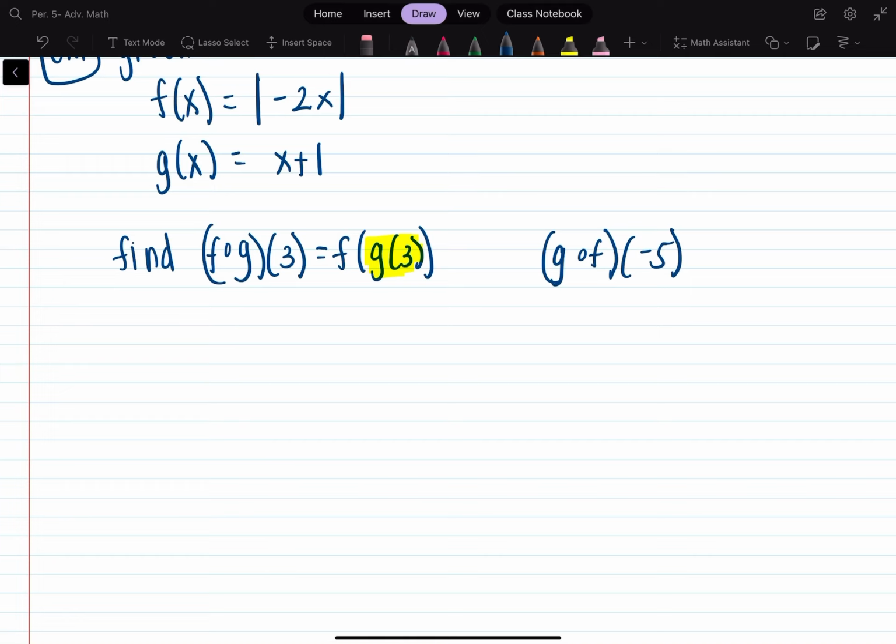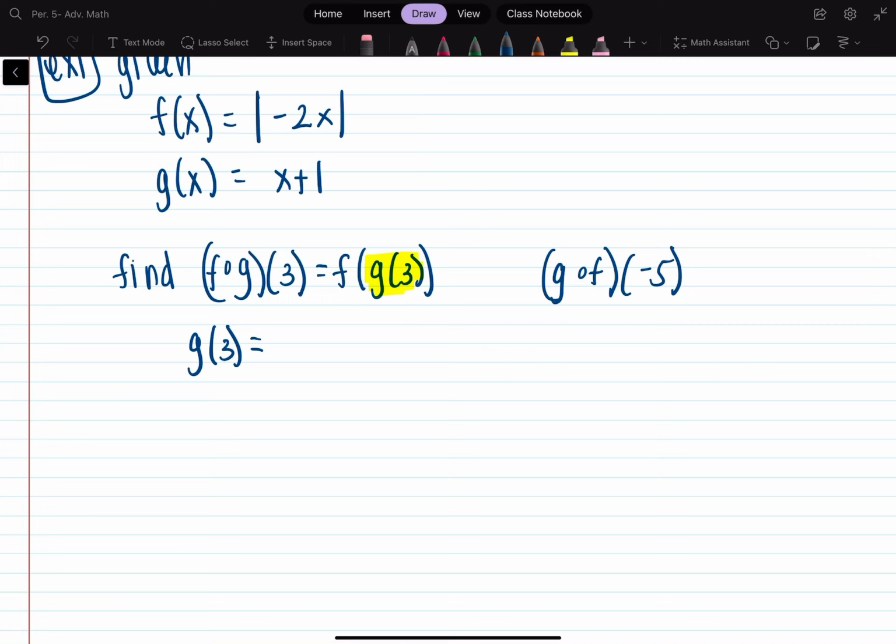So let's first find what g of 3 is. Now, what's g of 3? Well, we know that g of x is x plus 1. So rather than writing x, I'm going to substitute in a 3. So that would just be 3 plus 1. So what is g of 3 equal to? When you have an input of 3, what is your output in the function g? Well, it's 4. So now, rather than writing g of 3, we know that it's equivalent to 4. I am going to substitute in 4 there. So essentially, this is going to look like f of 4.